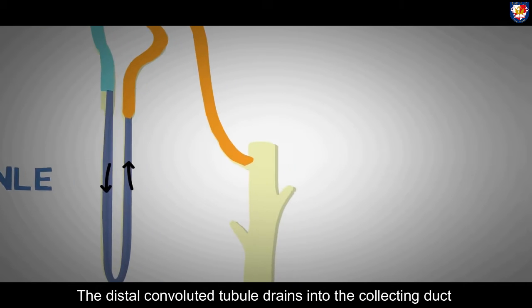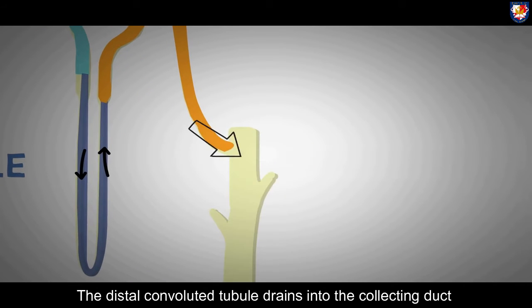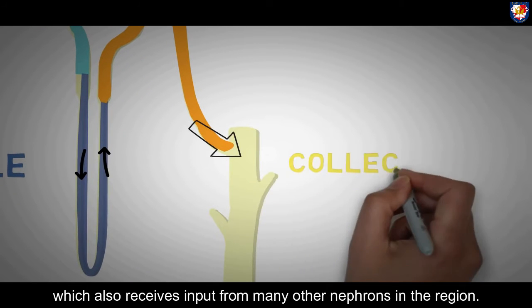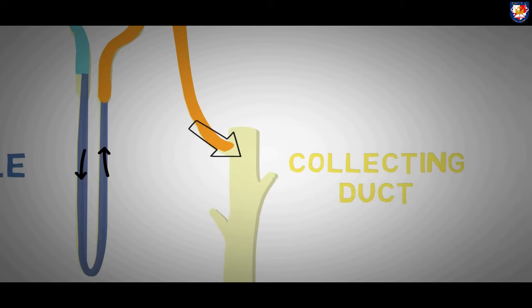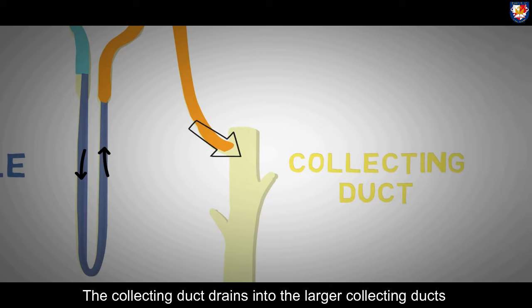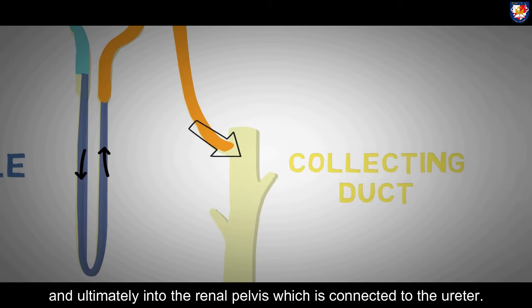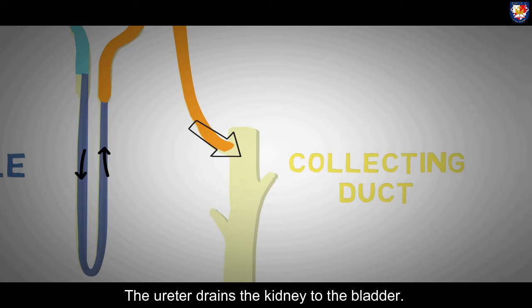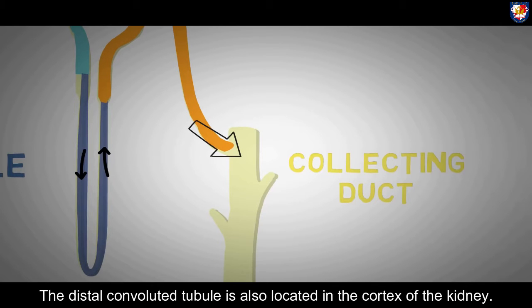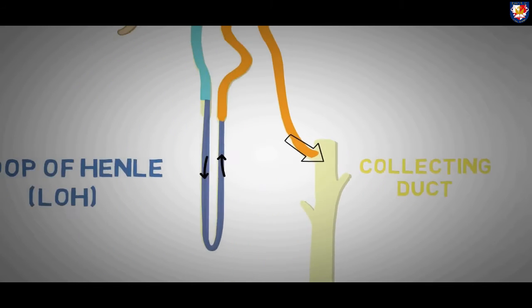The distal convoluted tubule drains into the collecting duct, which also receives input from many other nephrons in the region. The collecting duct drains into a larger collecting duct and ultimately into the renal pelvis, which is connected to the ureter. The ureter drains the kidney into the bladder. The distal convoluted tubule is also located in the cortex of the kidney.